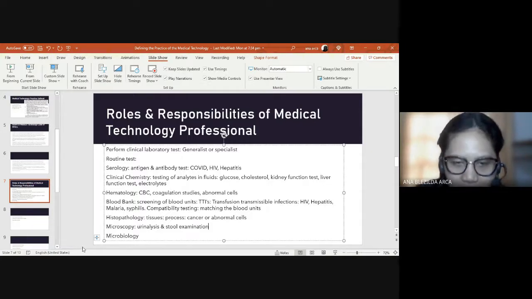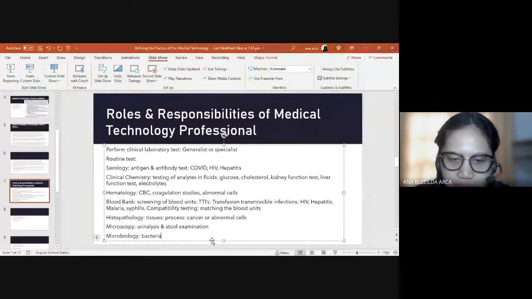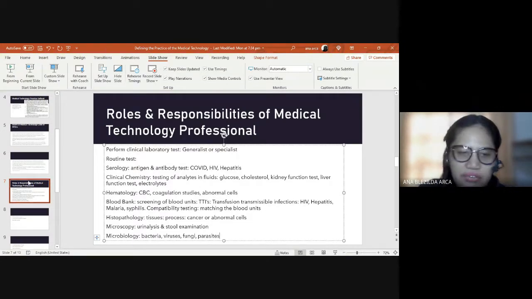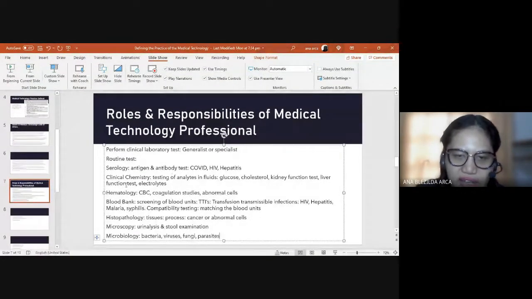Okay? And then also, microbiology. Kapag microbiology, study with bacteria, study about viruses, yan, mga virus, yan. And also fungi and parasites. Yan ang mga study under microbiology. Okay? So, kung generalist ka, lahat yan alam mo. So, kung ibato ka sa blood bank, marunong ka. Ibato ka sa clinical chemistry, marunong ka.